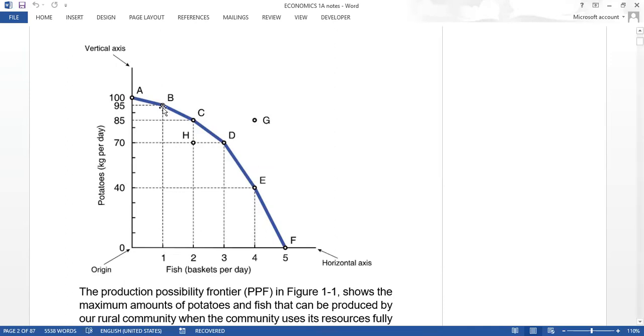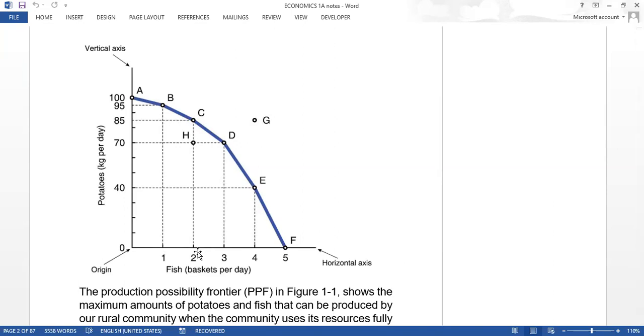So suppose that you're producing at point B, you're producing 95 kgs of potatoes, 1 basket of fish, and you'd want to move to point C here. How much of potatoes are you going to be giving up for you to gain one basket of fish, for you to get 2 baskets of fish? So the value that you've given up is what you refer to as opportunity cost. So from 95 to 85, for you to get to 2 baskets of fish, is the opportunity cost of you getting an extra basket of fish. So basically that is, in simple terms, what you are referring to as opportunity cost.